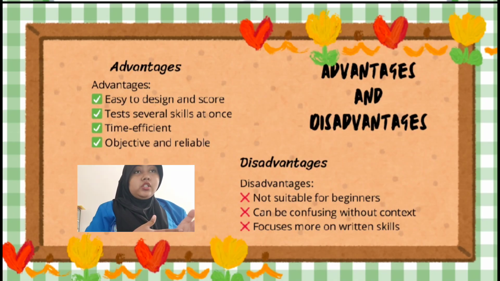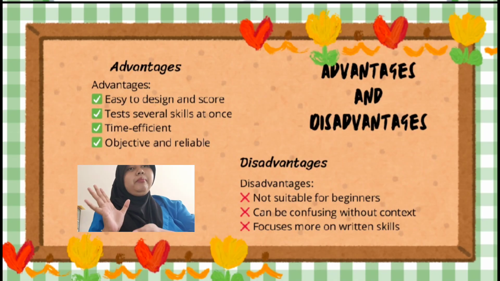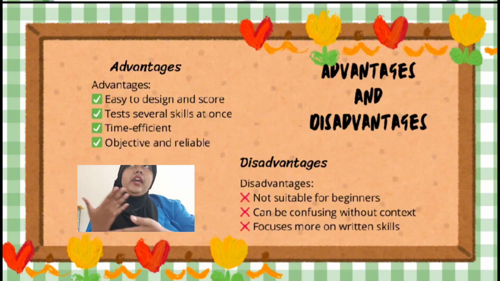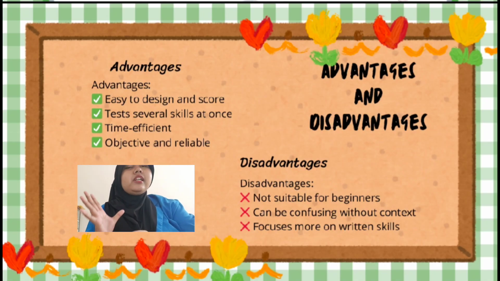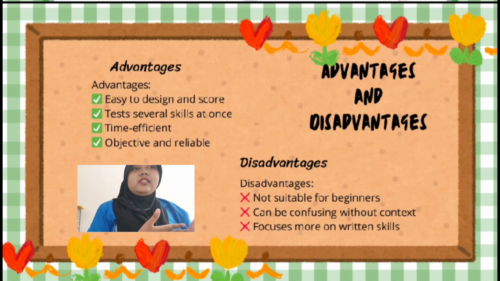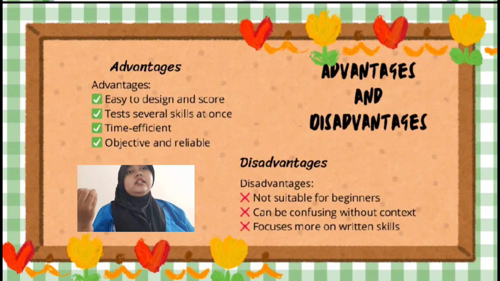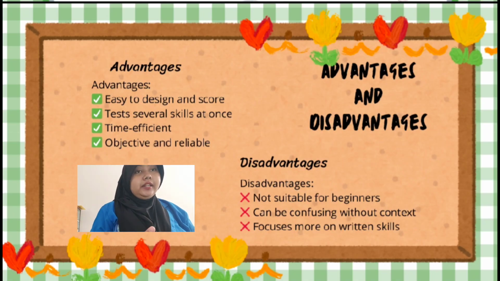Choose a short, meaningful text. The passage should be around 80 or 100 words and relate to a familiar topic. Keep the first sentence complete. This gives students enough context to understand the text. And delete the second half of every second word.